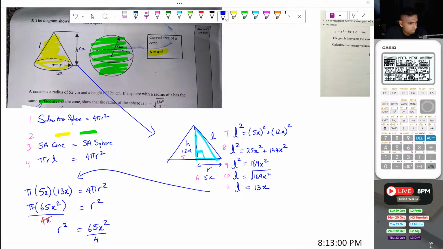Huh. Interesting. What am I missing here? I feel like I'm missing something here. What am I missing here, guys?